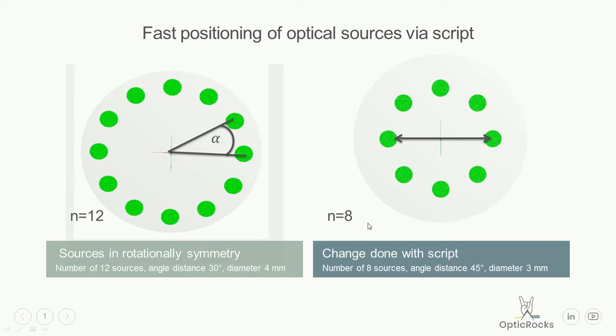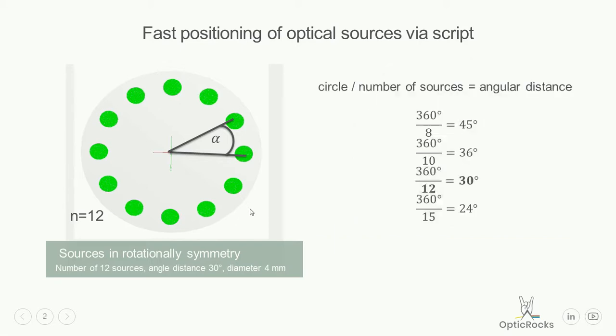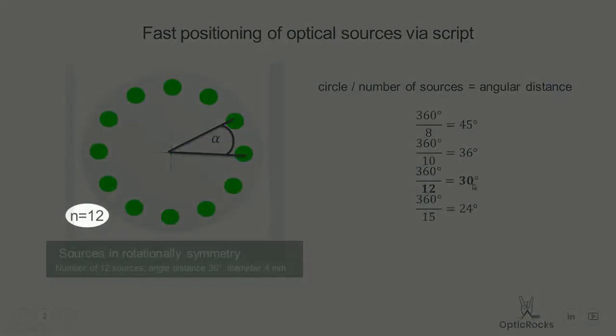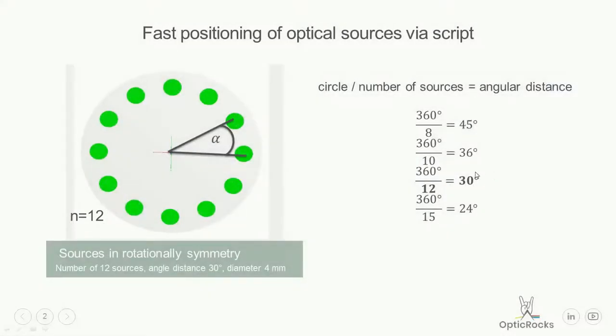Because you change the number of optical sources by hand, if you're deleting some, you then have to change the angular steps. For this I have just made a slide for a brief overview. For this example we use 12 sources, so we put in the script an angle distance of 30. But if you use just 8, just divide 360 by 8, and then you get the perfect angle step.